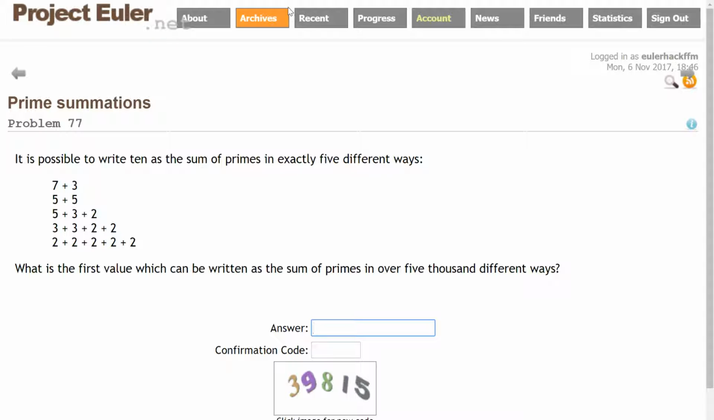Because this is a sum, I'm guessing that there's no prime relationship going on here between the sum and whether it's prime or not. Over 5,000 different ways. Well, maybe there's something about the prime.